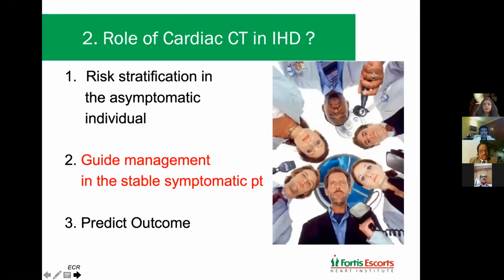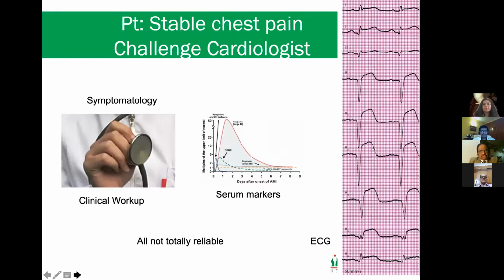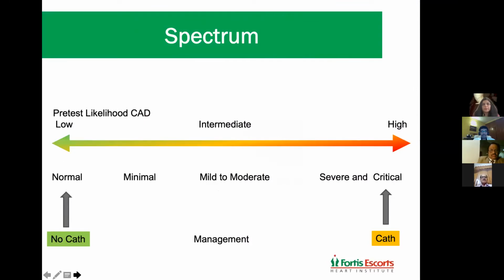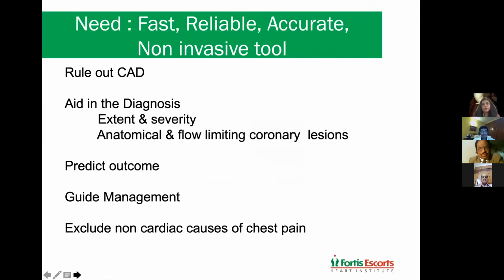Going on to guiding management in the stable symptomatic patient, the issue is that a stable chest pain is always a challenge for the cardiologist because the symptomatology, the clinical workup, the serum markers, and the ECG are not all totally reliable. And the spectrum can be all the way from normal to severe and critical disease. The need is for a fast, reliable, and accurate non-invasive tool to help not only rule out coronary artery disease, but to aid in diagnosis by checking on the extent and severity of anatomical and flow-limiting lesions, to predict outcome, guide management, and exclude other non-cardiac causes of chest pain.